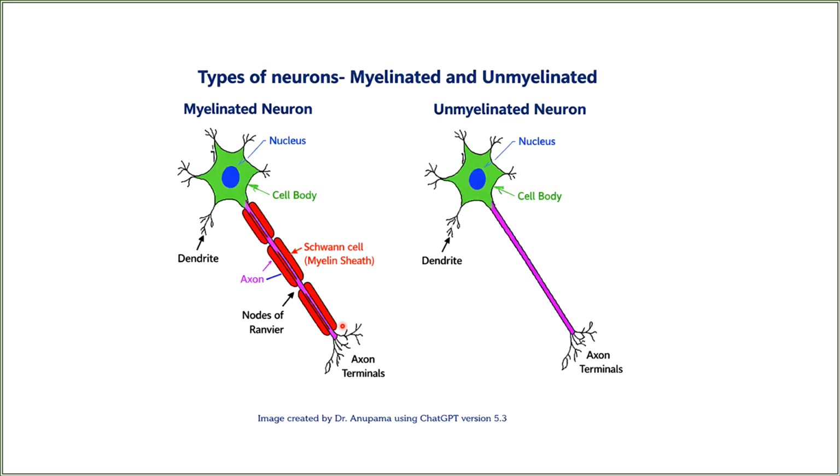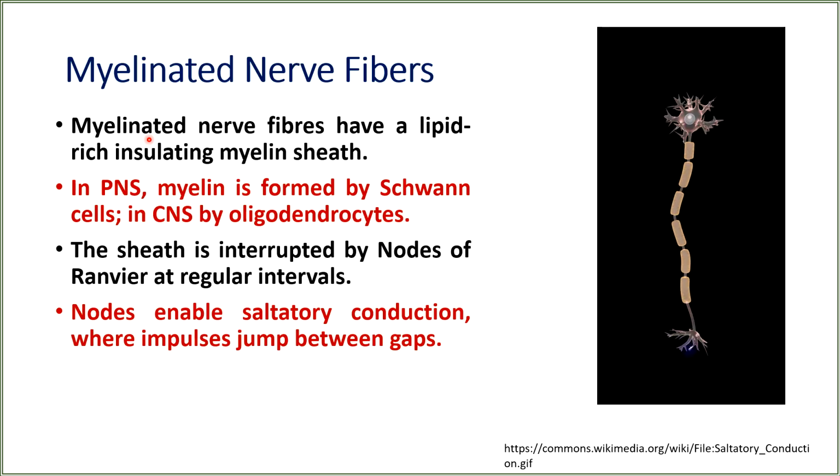Here is the neuron with the myelin sheath, which is produced by the Schwann cells, while this is the unmyelinated neuron, which is not covered by any myelin sheath. Myelinated nerve fibers are characterized by the presence of the myelin sheath, as I told previously, a multi-layered lipid-rich insulating cover that is formed by specialized cells, the Schwann cells.